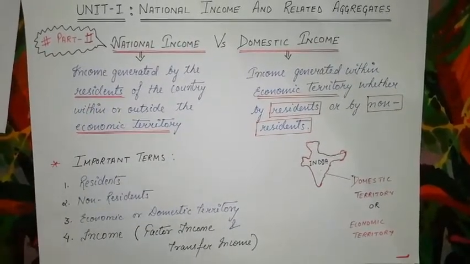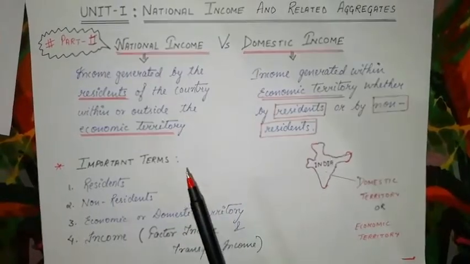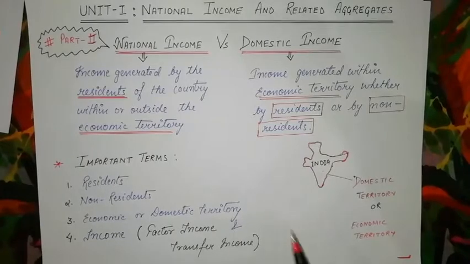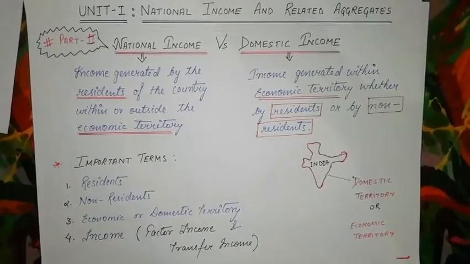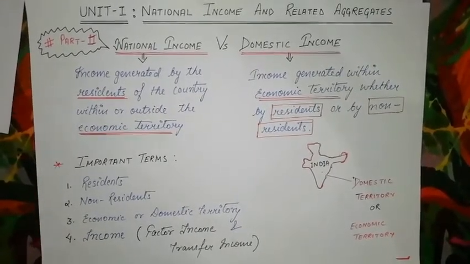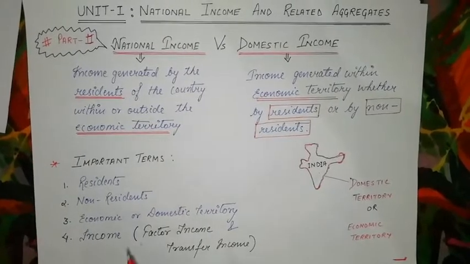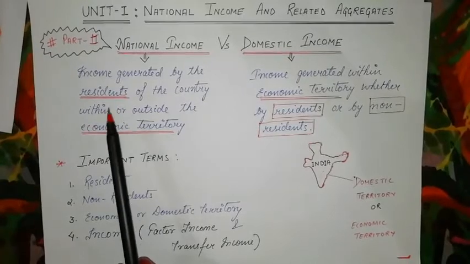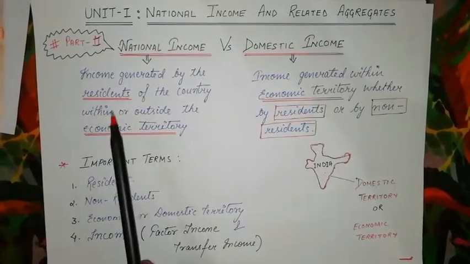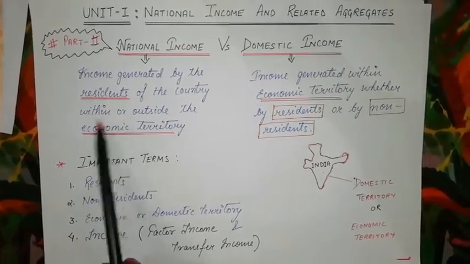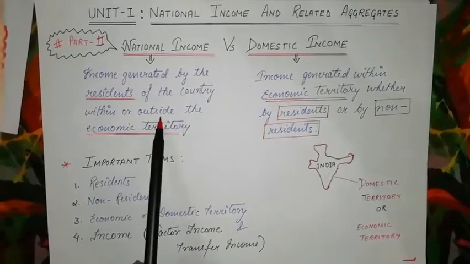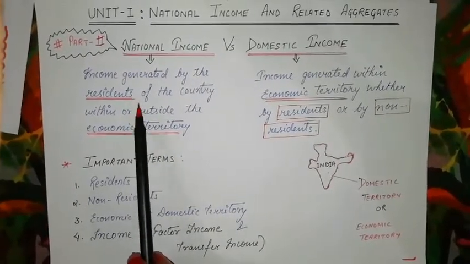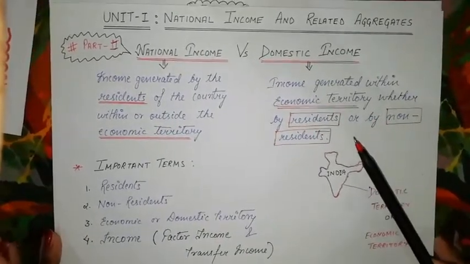Now we have seen what residents are: the one who stayed in a particular country for 1 year or more than 1 year. Then you can term that particular person as the Indian or the resident of that country. So if any resident is generating income, whether he is generating this income inside the country or outside the country, that will be termed as national income. Okay, let's see what is domestic income now.